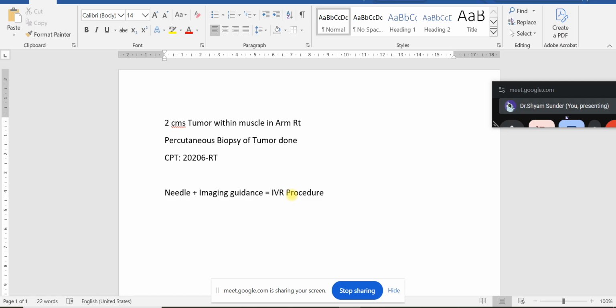So in IVR, you do a procedure under imaging guidance. Here we are talking about IVR procedures related to the musculoskeletal system. An IVR procedure can be done in any organ system: musculoskeletal, respiratory, cardiology, urology, gastroenterology, every system. So just remember this note. If you do any procedure under imaging guidance, that is an IVR procedure. For putting the needle, you have to use a code from the surgery section, 20,000, 30,000, 40,000 series. For imaging guidance, you have to use a code from the 70,000 series.